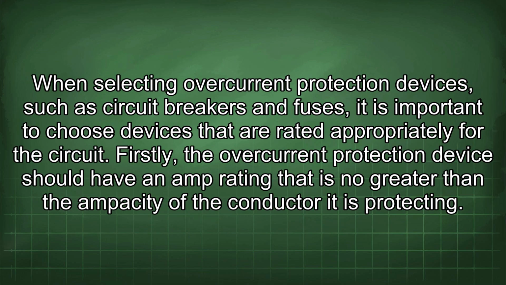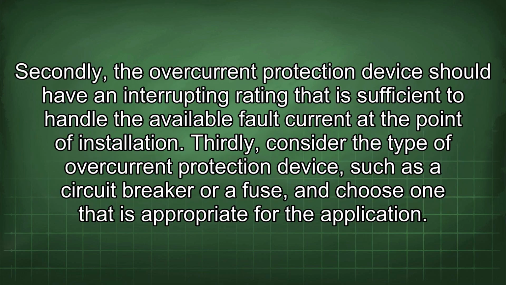When selecting overcurrent protection devices, such as circuit breakers and fuses, it is important to choose devices that are rated appropriately for the circuit. Firstly, the overcurrent protection device should have an amp rating that is no greater than the ampacity of the conductor it is protecting. Secondly, the overcurrent protection device should have an interrupting rating that is sufficient to handle the available fault current at the point of installation. Thirdly, consider the type of overcurrent protection device, such as a circuit breaker or a fuse, and choose one that is appropriate for the application.